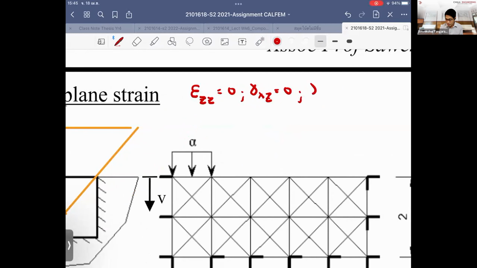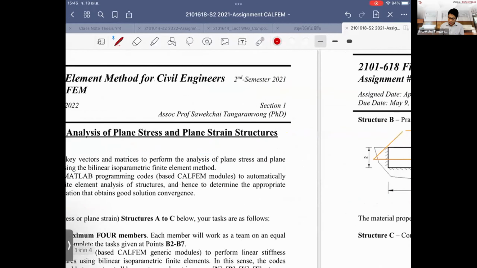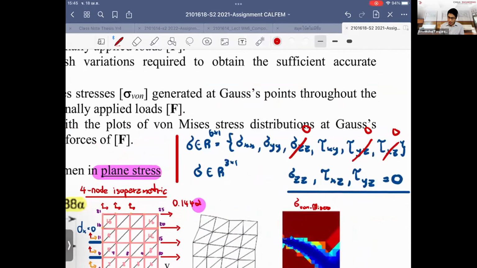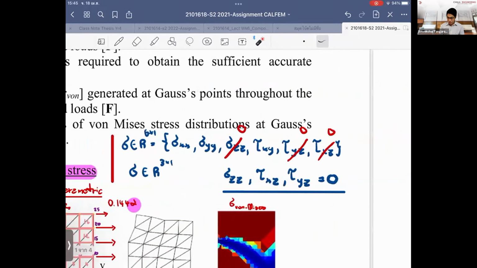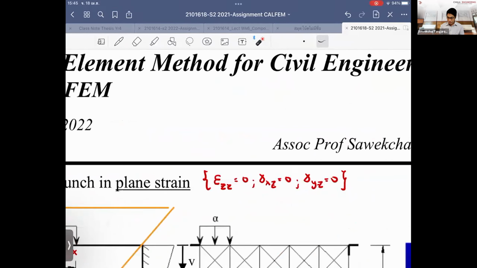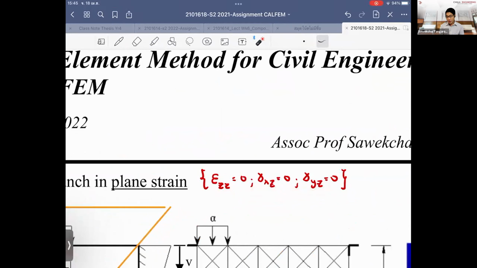And the last one, this is the condition of the plane strain. But keep in mind, for the plane strain, it doesn't always say that the stress in the perpendicular direction is equal to 0. It's not always, right? You have to keep in mind, it's not true. The only thing that is true is the strain condition.